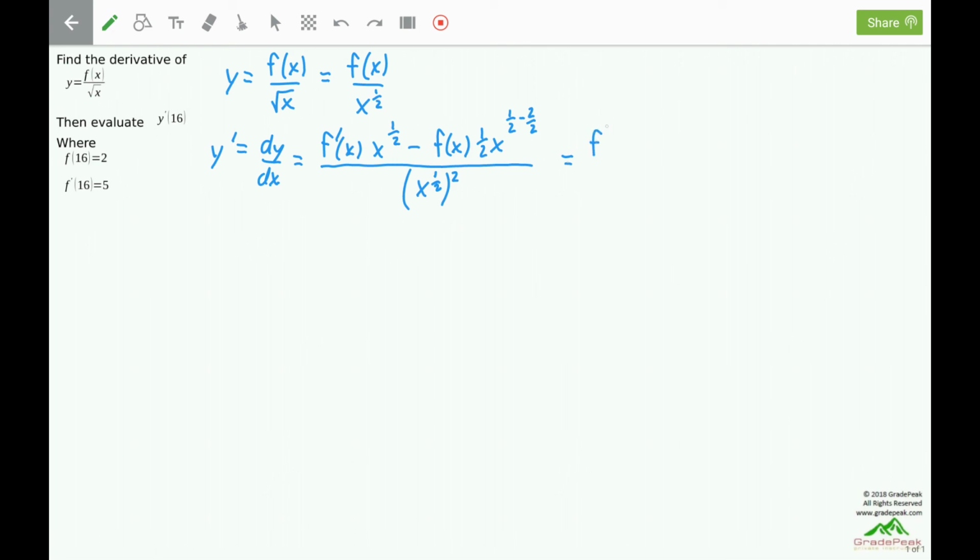Back in the numerator we will have f prime of x times x to the 1/2, which means second root of x to the first power, so just root x, minus f of x times 1/2 x to the 1 minus 2, which is negative 1/2, and then all this over x to the 1/2 to the 2. You actually multiply the exponents there, so 1/2 times 2, which will give us 2/2, which will reduce to a 1 in our next step.